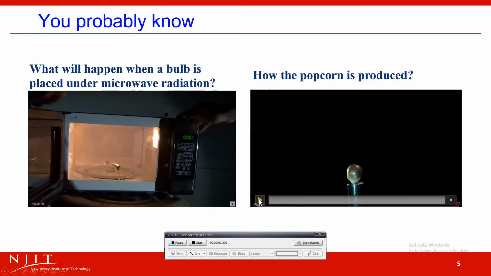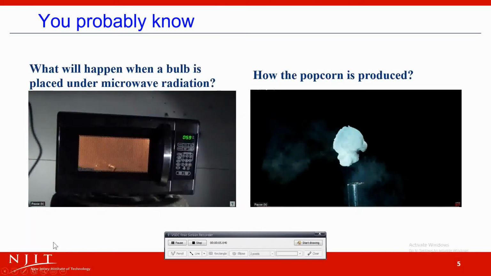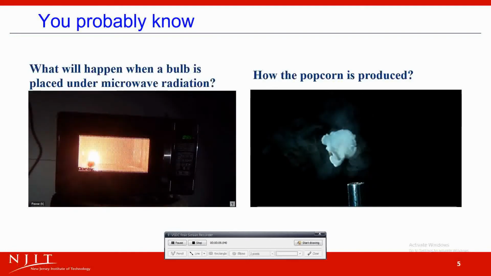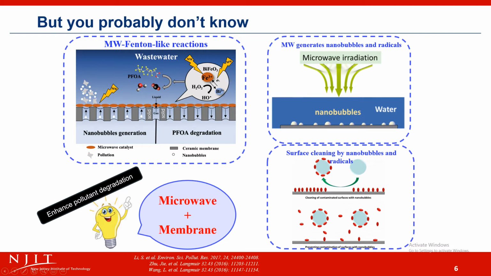As you can see, when we turn on a microwave, the light bulb lights up. We can see a wireless transfer of electricity. With the popcorn kernel, we can see a contactless transfer of heat, which builds up thermal energy in the popcorn and causes it to pop. But you probably don't know what will happen when we combine the microwave and membrane together.